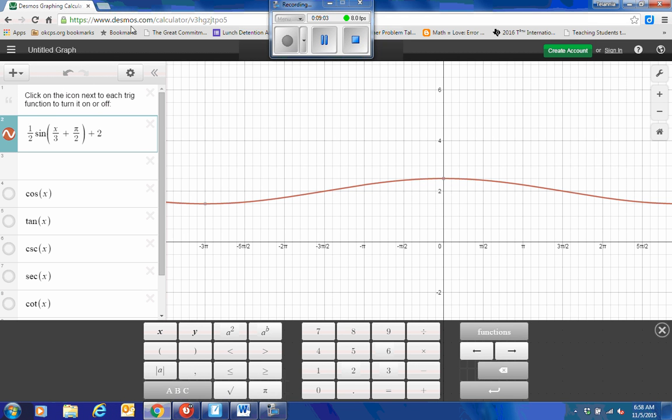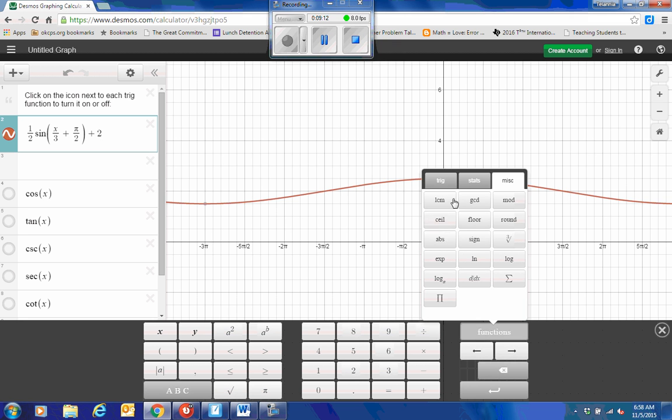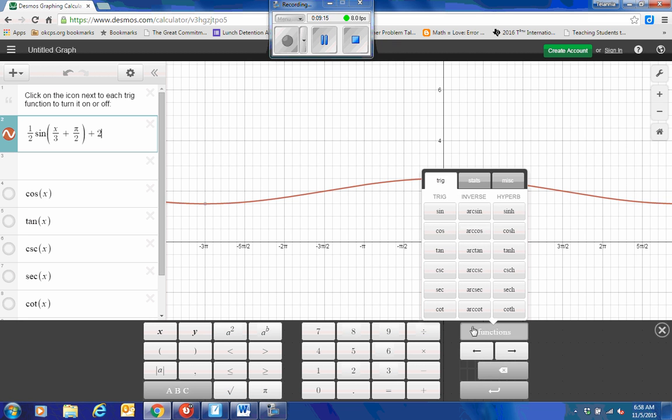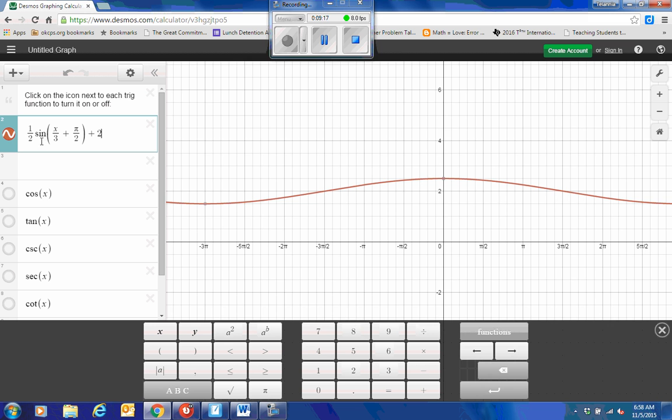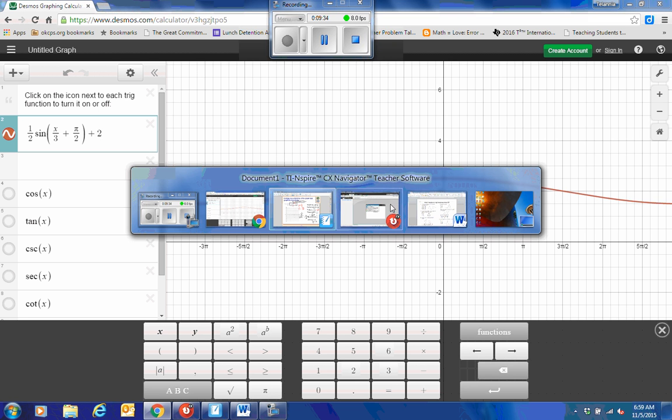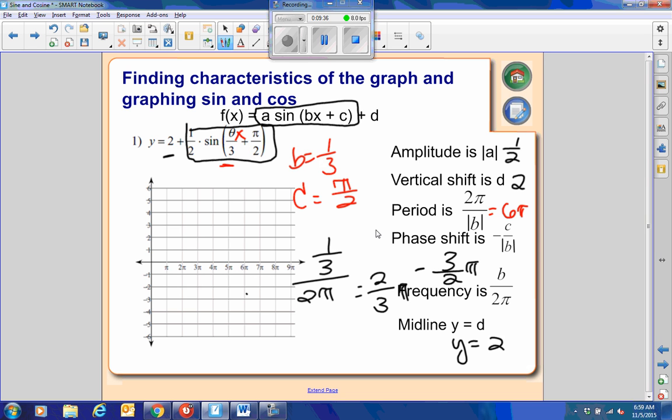It's just desmos.com. You click here, and it will have your keypad here, as well as your functions, your sine, cosine, tangent. I did 1/2 sine, parentheses, x divided by 3, plus pi divided by 2, close the parentheses, plus 2, and now it graphed it for me. You can also use an online device. This is also available as an app if you have a smartphone. There are a couple of ways for you to be able to graph.